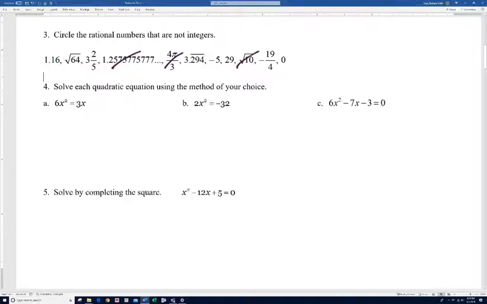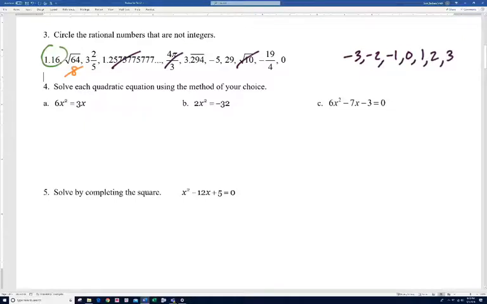So what's left is our rational numbers, but we need to circle only the ones that are not integers. Well, the first one, 1.16, certainly isn't an integer. Now, square root of 64, that's actually 8, which is an integer. Now remember, the integers are these guys: our negatives, 0, and our positives.